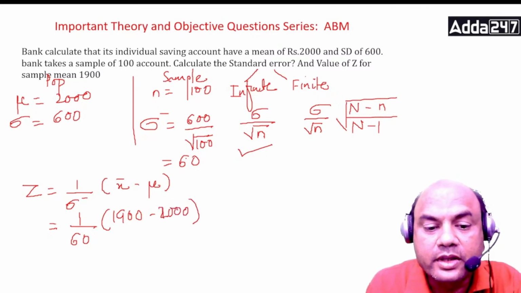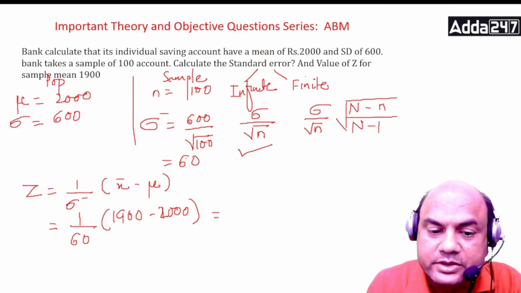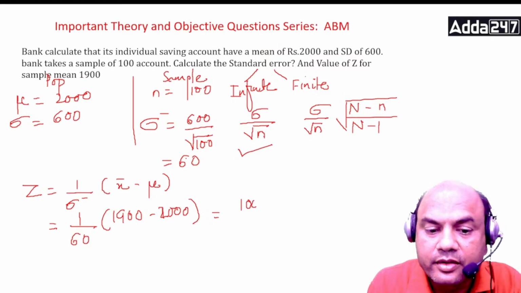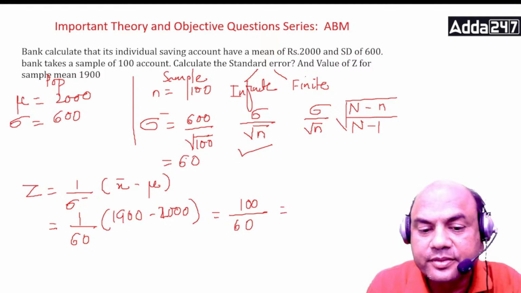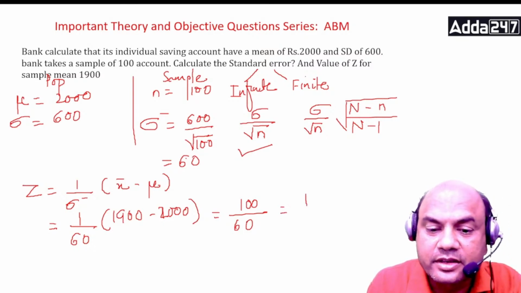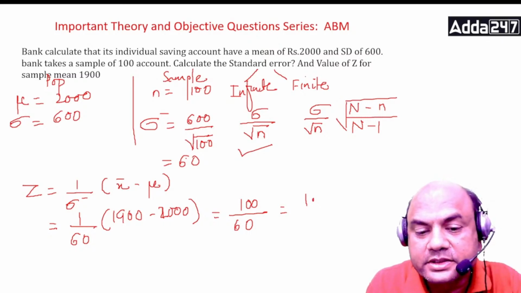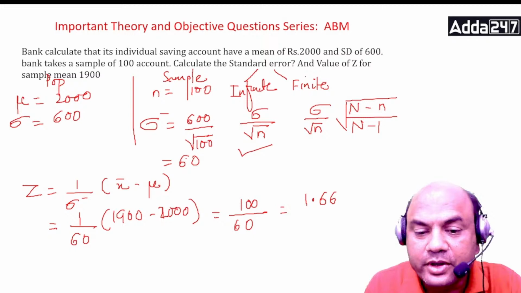So that is equal to minus 100, ignore the sign, so take it as plus only. So 100 divided by 60, so 10 upon 6. So that is equal to what? 6 ones are 6, 6 sixes are 36, so 1.66. So your Z will be 1.66.